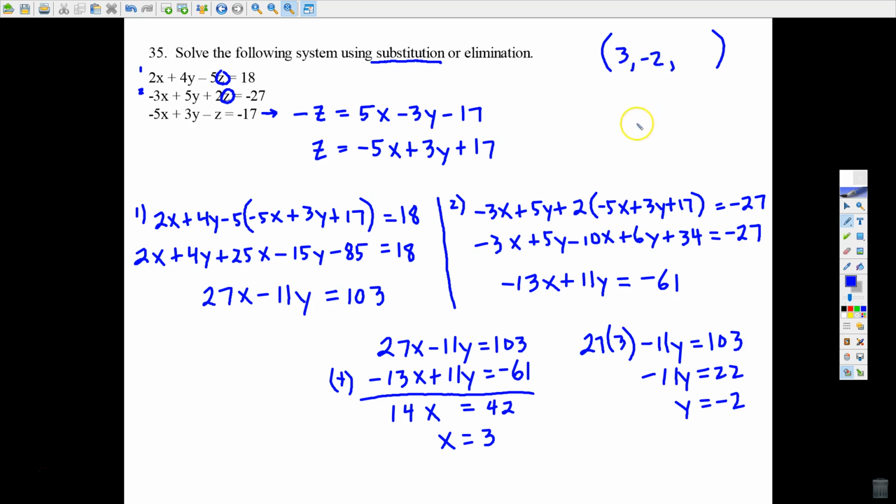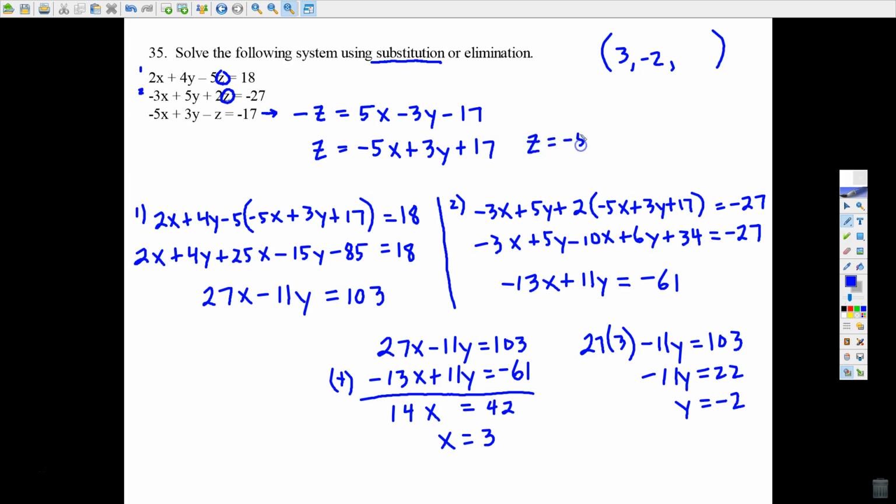All right. We are 2/3 toward our final answer. We got 1/3 left. And at this point, we need to go back, and it makes sense to go to this equation that's already solved for z, since we need to find z. And we're going to replace x with 3, y with negative 2, and we will have our answer for z.